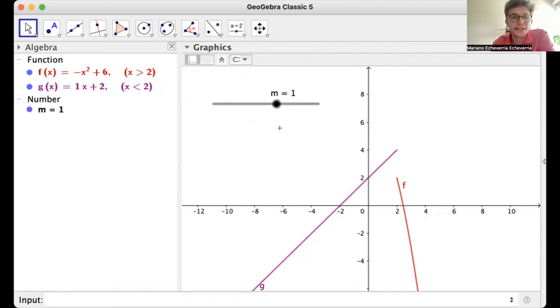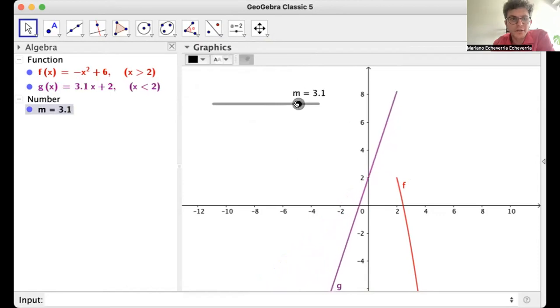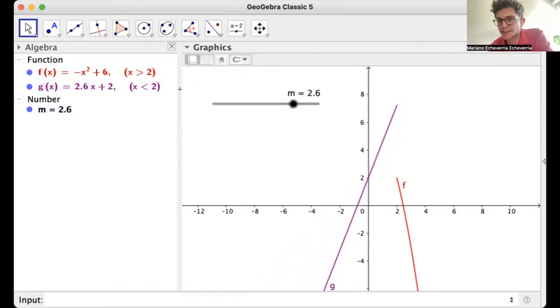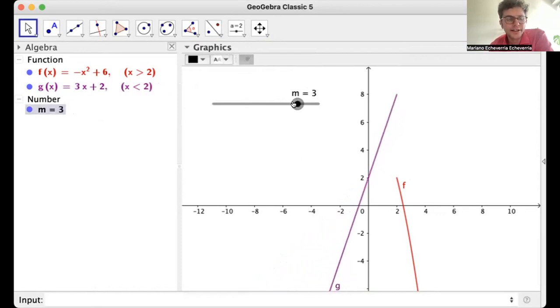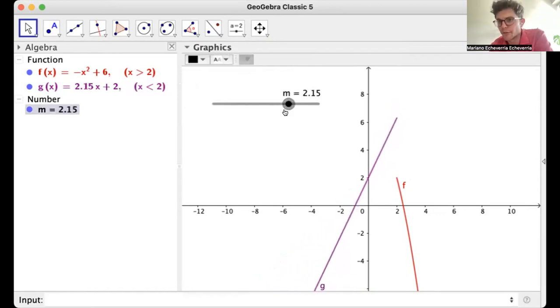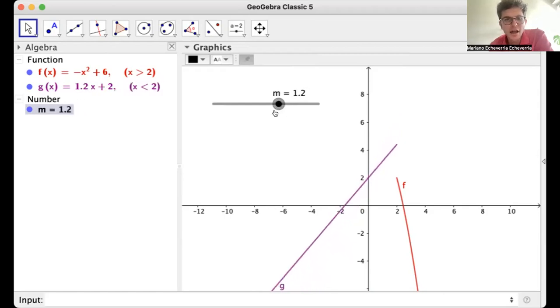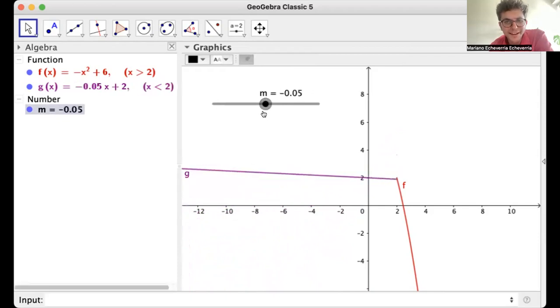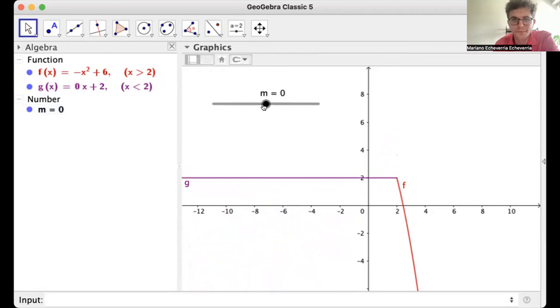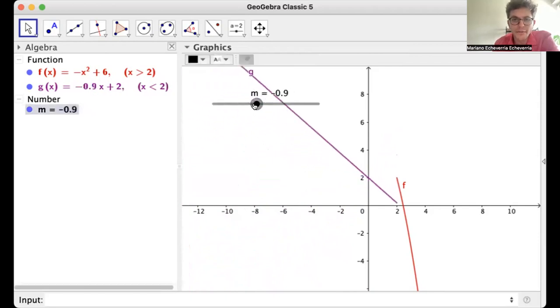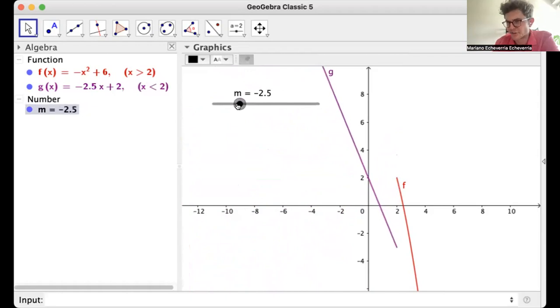If you see, as I change the value, I'm using the letter m because that's usually the letter for the slope, right? So this is the equation of a line, mx plus b, and b I'm always keeping fixed equal to 2. In this example, what I'm doing is modifying the value of m. It looks like there will be a value for m where they seem to touch, but at any other value for m, the two graphs do not match. Is that making sense?